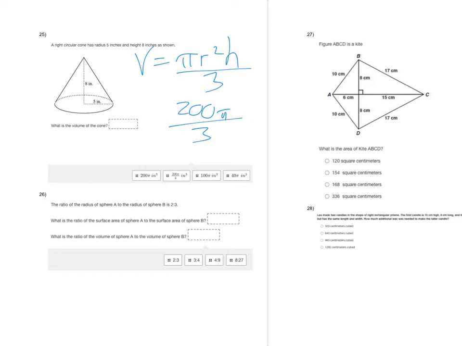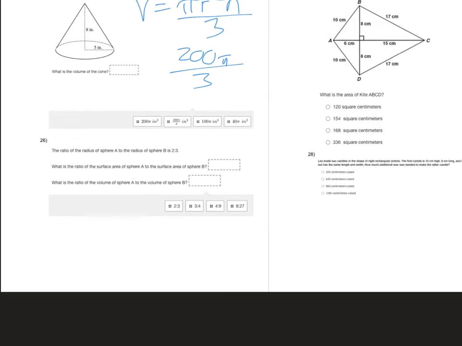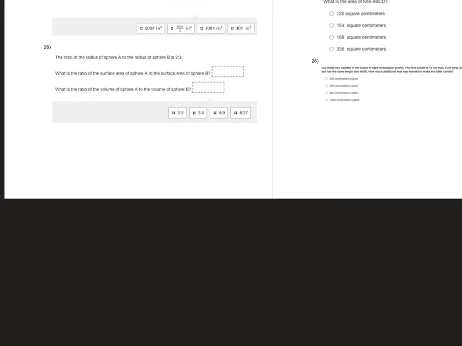Okay, 26, the ratio of the radius of sphere A to the radius of sphere B is 2:3. What is the ratio of the surface area of the two spheres? So there's two ways we can do this, and we'll do it the long way first. The long way would be to say, okay, well, what is the formula for the surface area of a sphere? So I'm going to say S is equal to 4 pi r squared. So we could just do this for A.